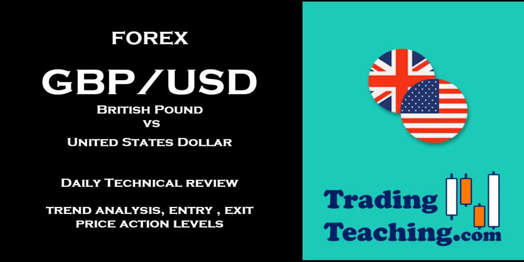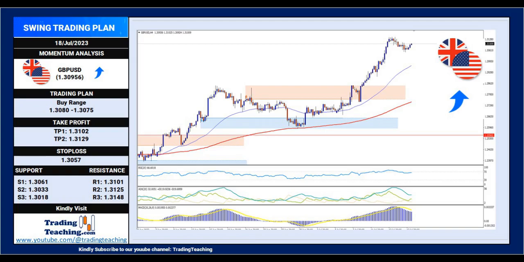British pound versus US dollar technical view. The current GBP/USD price is 1.30956. The technical analysis forecast for the next 2 to 3 days suggests a favorable upward trend. The 1.3080 to 1.3075 price zone is a good area to buy, with an expected upside of 1.3102 and 1.3129. If market behavior changes, stops should be placed at 1.3057 to control the risk.